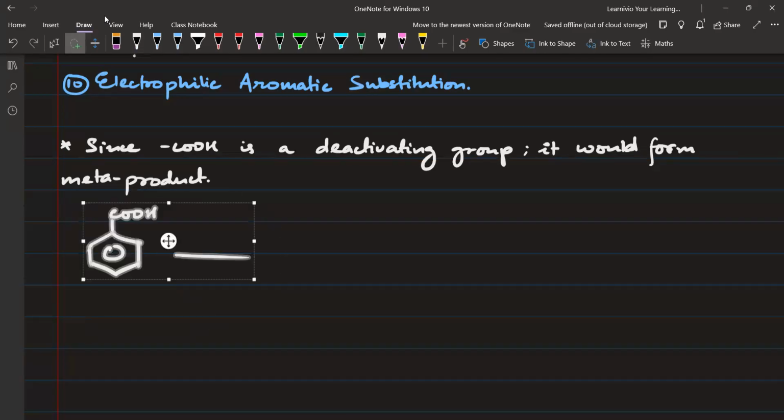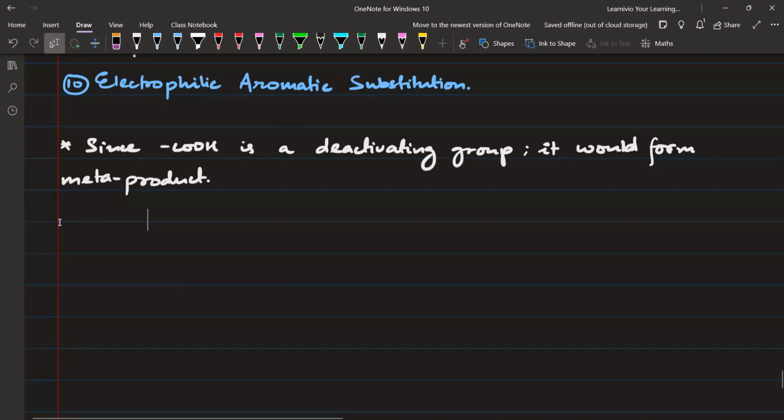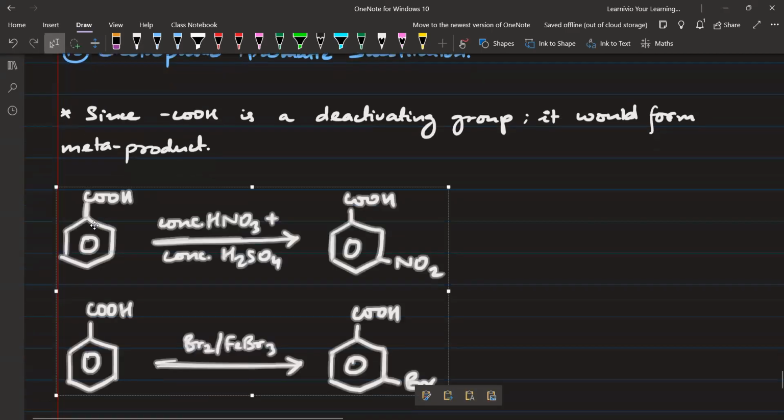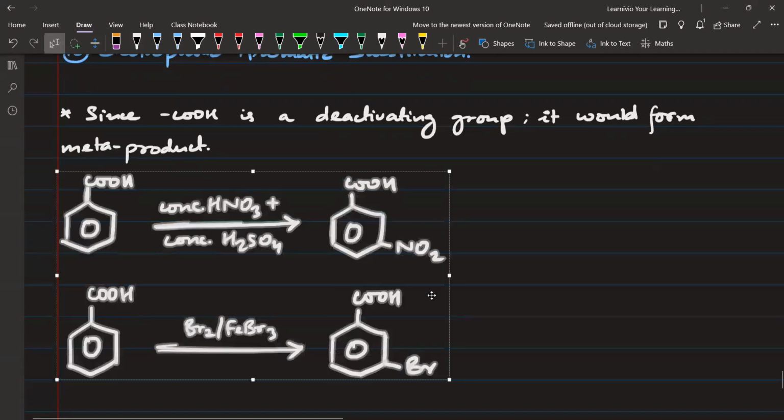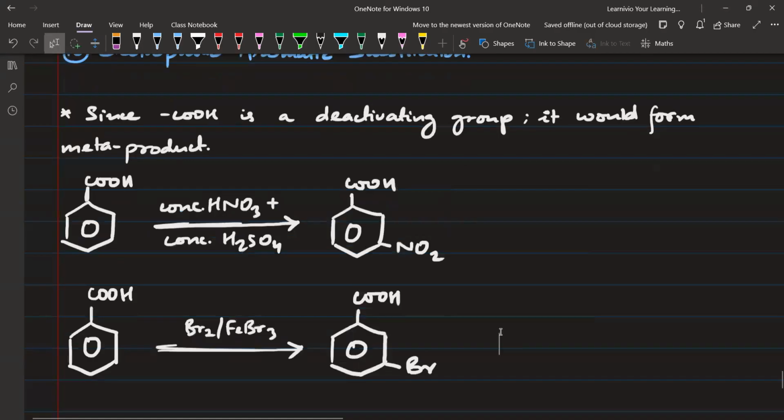अच्छा, I am not just pasting it. Wait a second, है ना? Hopefully it would make sense. This makes sense? Yes or no? Please tell me, guys. Yes, sir. In nitric acid and H2SO4, it is going to get a meta product, the NO2, और यहाँ पर Br मिल जाएगा, ठीक है?